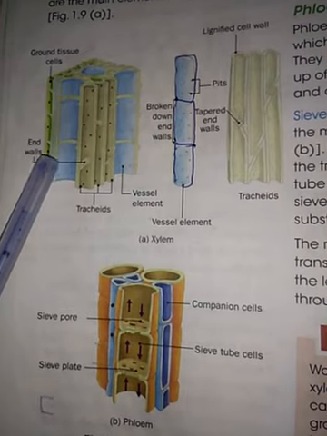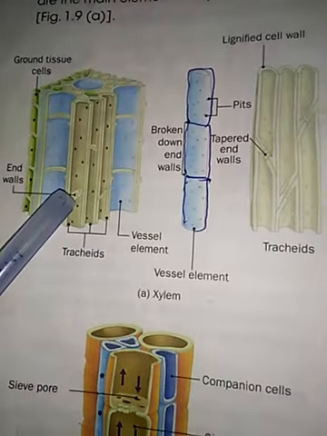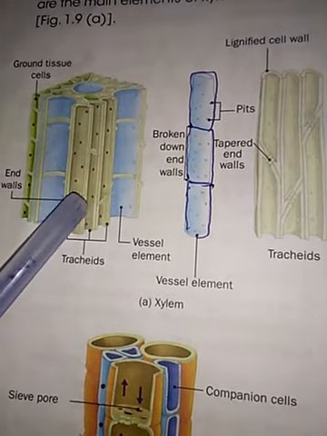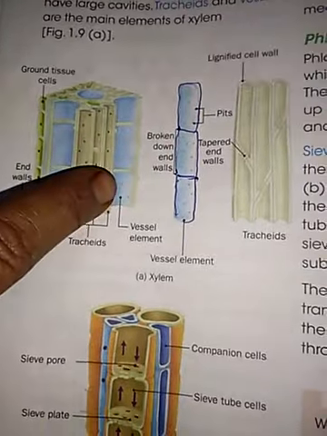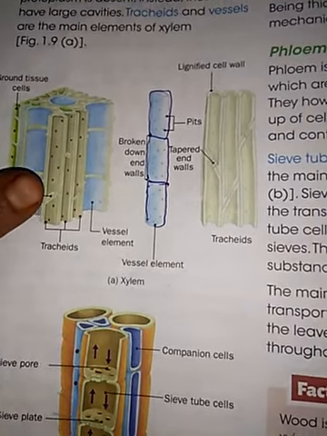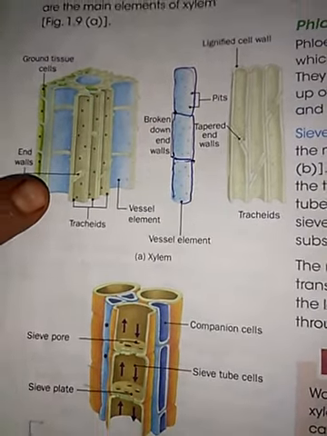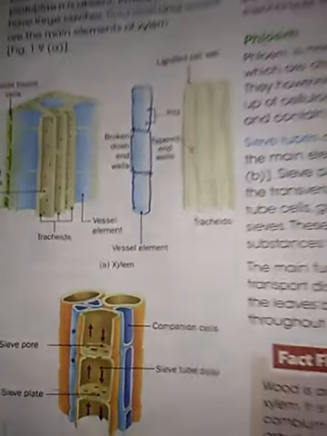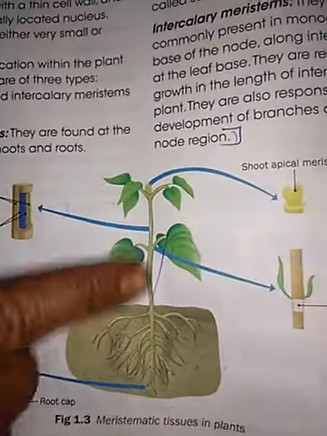Now, let's see about xylem. What is xylem? Xylem is a plant tissue. It is made up of dead cells. Xylem is made up of what kind of cells? Dead cells. The cells are elongated, and xylem is present from the tip of the plant to the tip of the root.